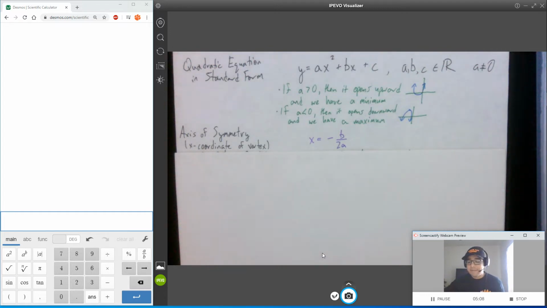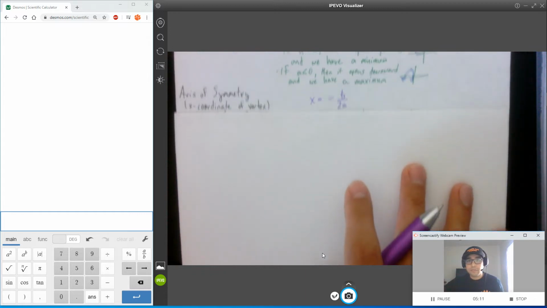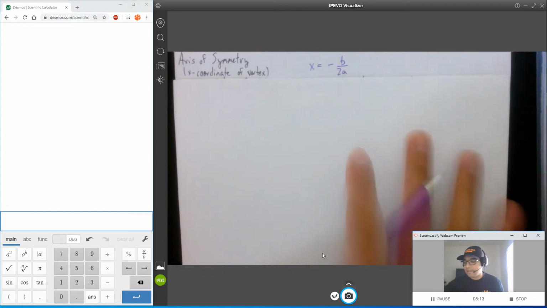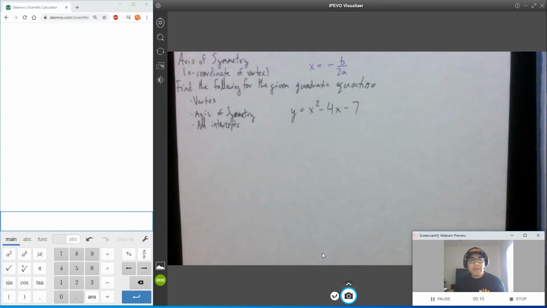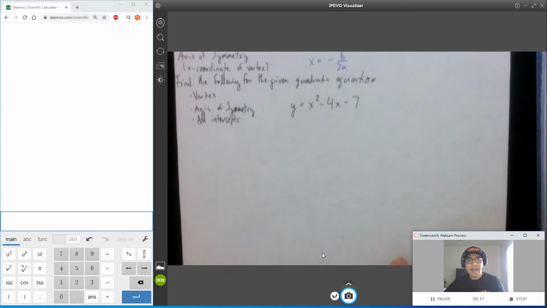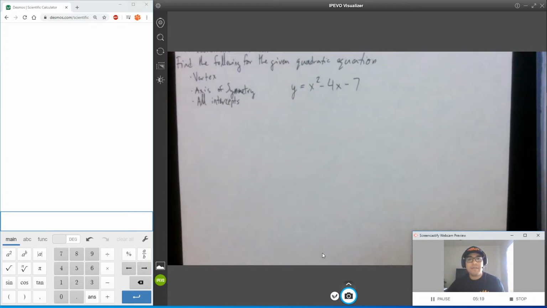Okay, let's dive into this first problem. I'm going to leave that right there so it's a little visible. We're going to find the following for this given quadratic equation. I have y equals x squared minus 4x minus 7.